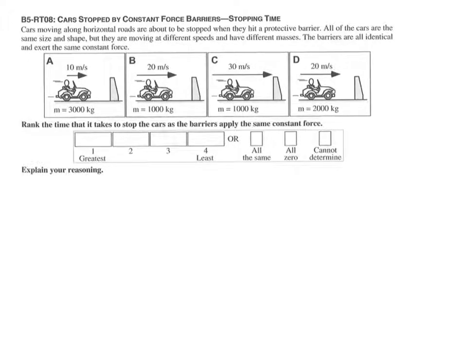S09-03. Cars moving along horizontal roads are about to be stopped when they hit a protective barrier. All of the cars are the same size and shape, but they are moving at different speeds and they have different masses. The barriers are all identical and exert the same constant force.